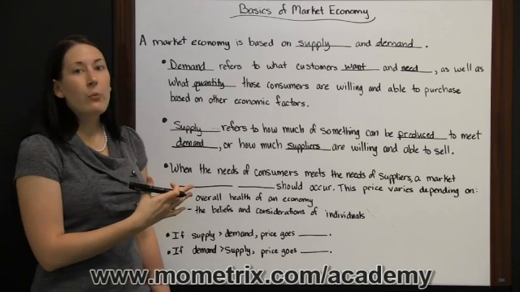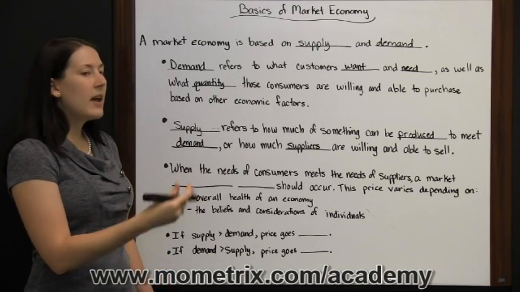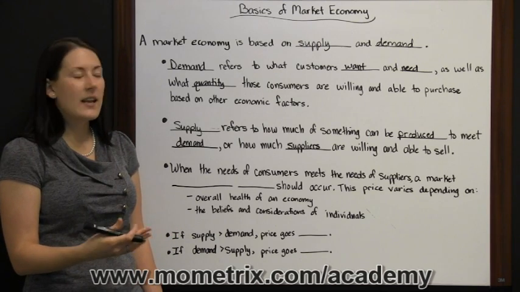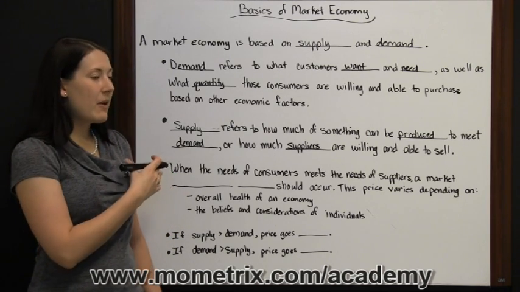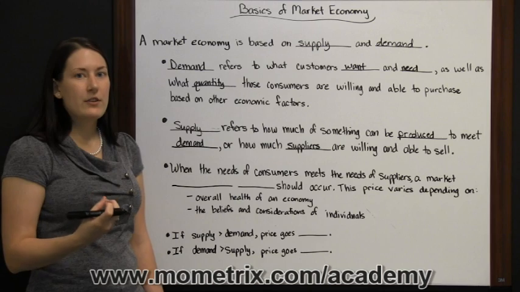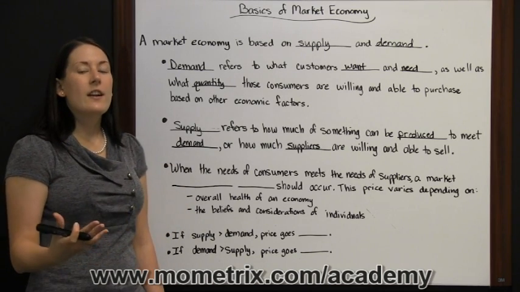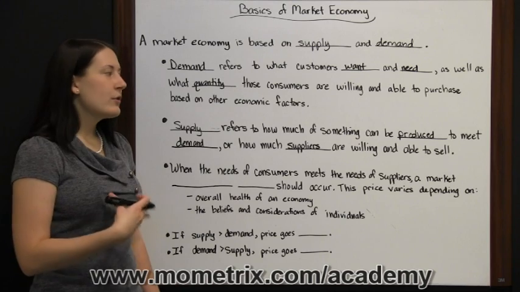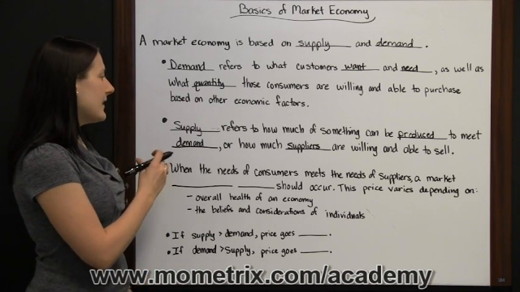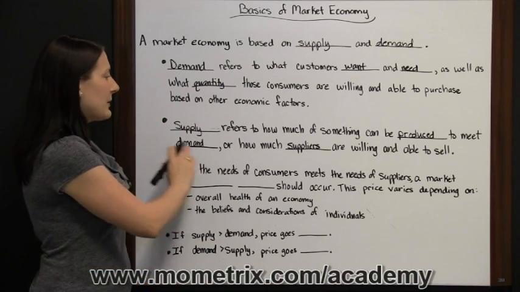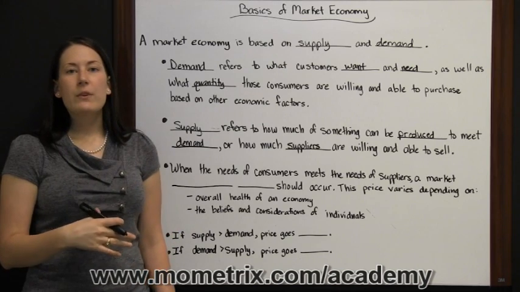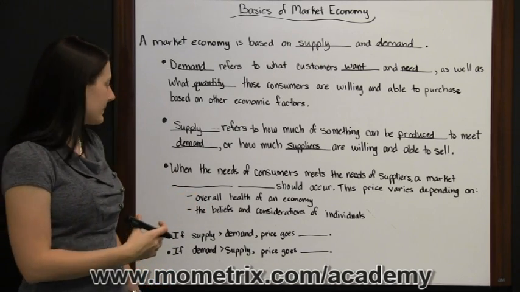Supply, people may want to supply more of something than they actually can. They may want to sell gold or diamonds, but there's only a finite amount of those, and if they're not able to produce more and aren't able to bring in more to sell at a higher cost, then you have to take into account how much suppliers are actually willing and able to sell.